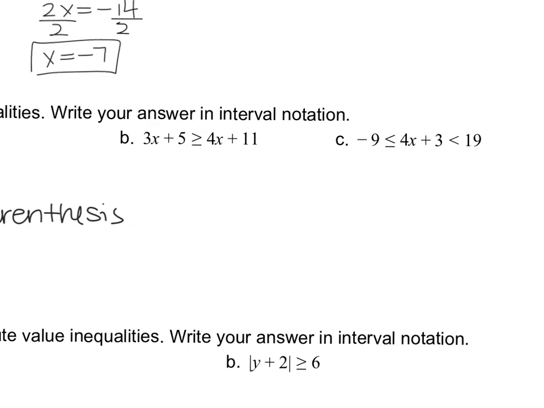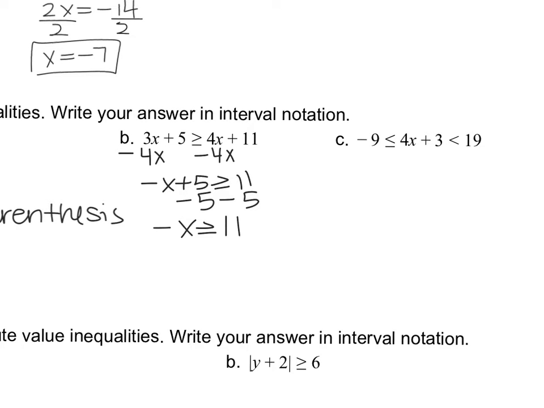B, we have 3x plus 5 is greater than or equal to 4x plus 11. So we're still going to get x by itself, but I want to keep x on the left side of the inequality. So I'm going to subtract 4x from both sides. So we have negative x plus 5 is greater than or equal to 11. Next, I'm going to subtract 5 from both sides. So we end up with negative x is greater than or equal to 11.